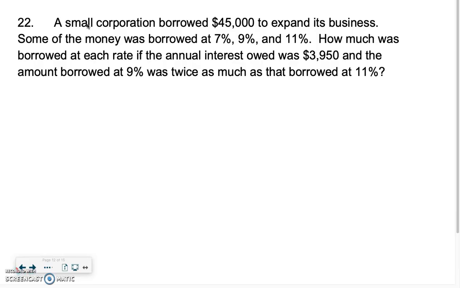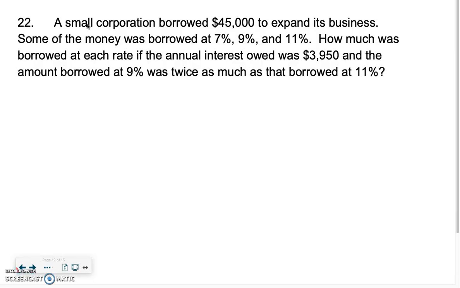So number 22, it says that a small corporation borrowed $45,000 to expand its business. Some of the money was borrowed at 7%, 9%, and 11%. How much was borrowed at each rate if the annual interest owed was $3,950 and the amount borrowed at 9% was twice as much as the amount borrowed at 11%?